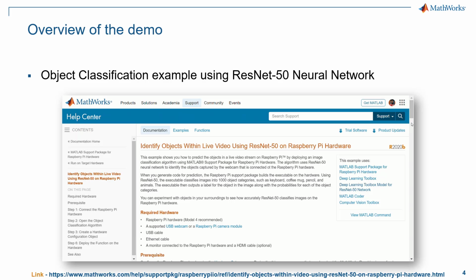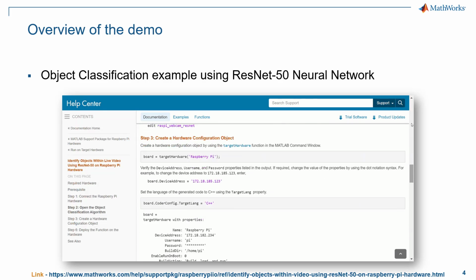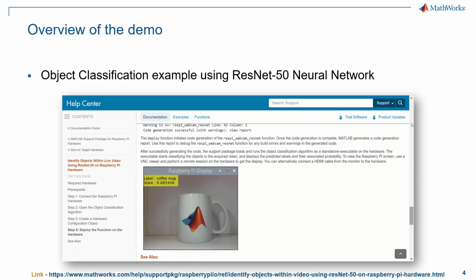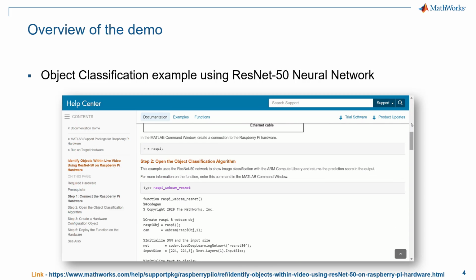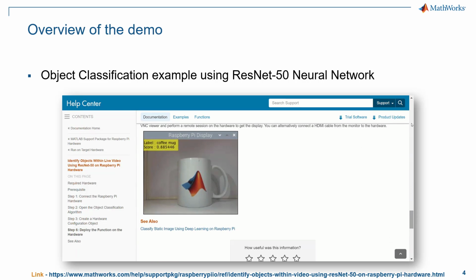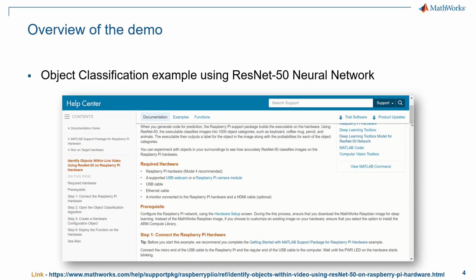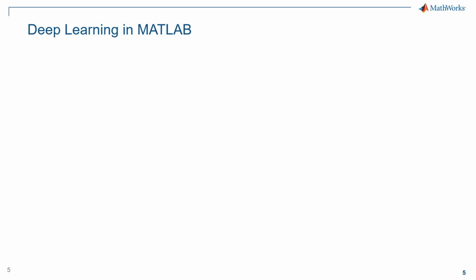So this is the shipping demo that we will be referring to in this webinar. You can refer to this example using the link given below. This example also comes integrated along with the MATLAB support package for Raspberry Pi. It uses the ResNet50 neural network, which is a pre-trained neural network supported by MathWorks, to identify the objects captured by the webcam that is connected to the Pi. So now, let's see how MATLAB enabled us to deploy the deep learning algorithm on the Raspberry Pi.